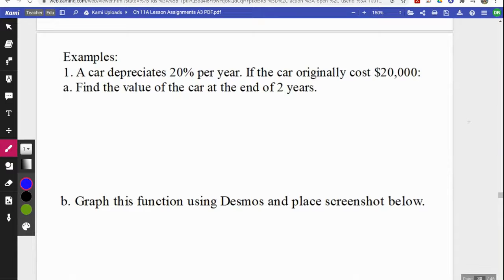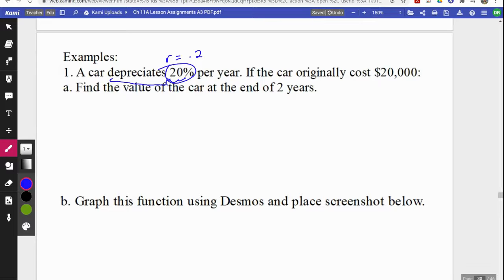Okay, so a car depreciates, that's a keyword, 20% per year. If the car originally cost $20,000, find the value of the car at the end of 2 years. Okay, so one thing that we know right now is it's changing by 20%. That is our rate. But we can't use a percent. We would have to change it to a decimal, which from a percent to a decimal, you move the decimal place left 2 spots. So what's right there? Now it's right there. This is 0.20, or just 0.2.